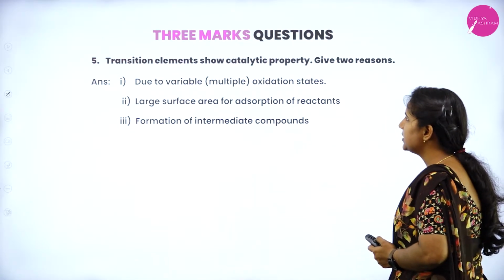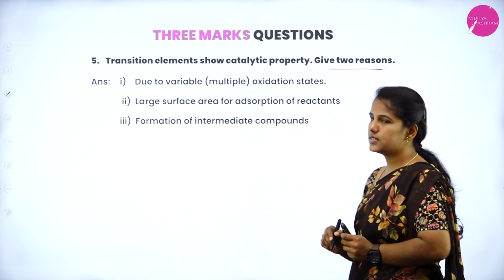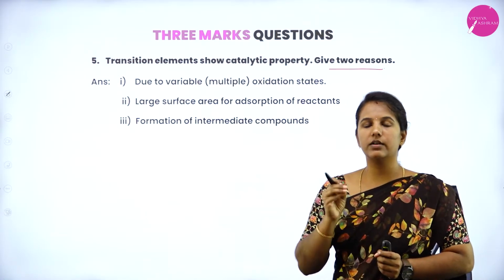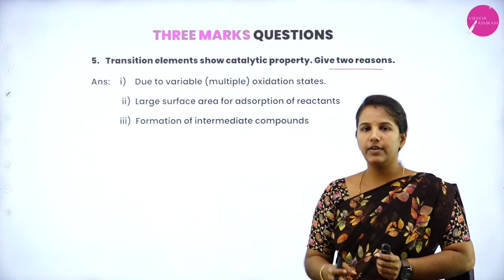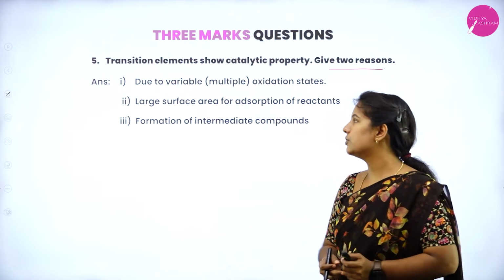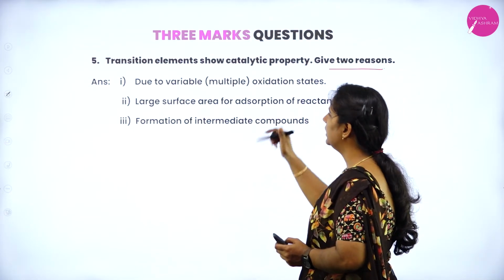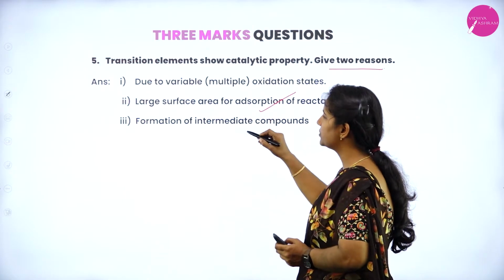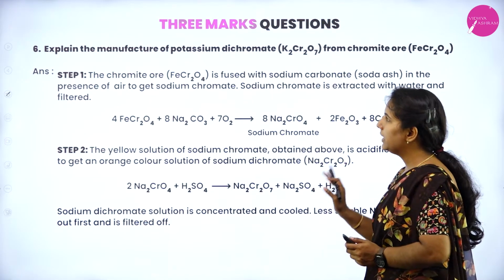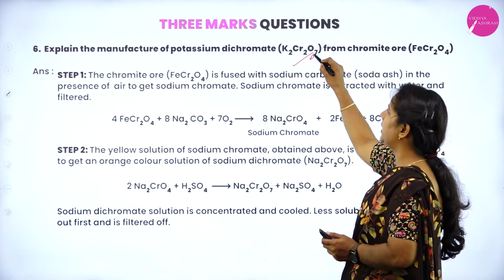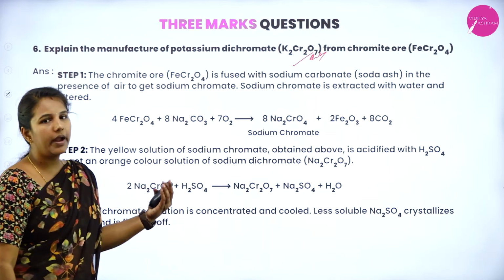Next, transition elements show catalytic property. For example, in the beginning only I said the d block elements are very good catalysts in the industries. They are well used in different manners for different kinds of reactions also. That is mainly because of the variable oxidation state and the large surface area for the adsorption and formation of intermediate compounds. Next, very important one, that is manufacturing of potassium dichromate from chromite ore.